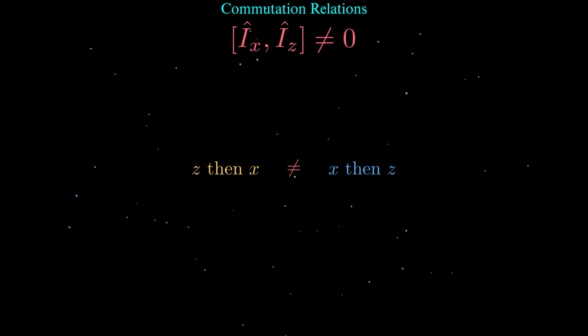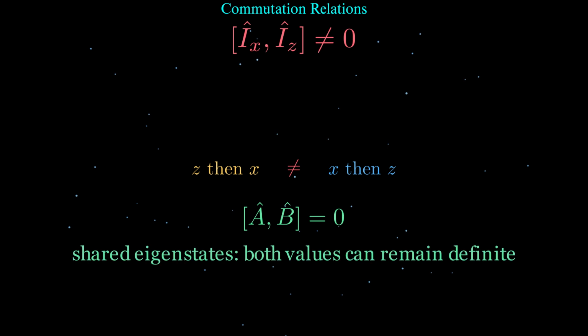The order of the measurement matters. Measuring z then x is not the same thing as measuring x then z. Now comparing that with operators that do commute, measuring one does not destroy the definiteness of the other. They can have shared eigenstates. So if a state is an eigenstate of both operators, measuring one still leaves the system in a state where the other has definite value. That's why commutation is one of the most important concepts of quantum mechanics. It tells us which physical quantities can be known together.